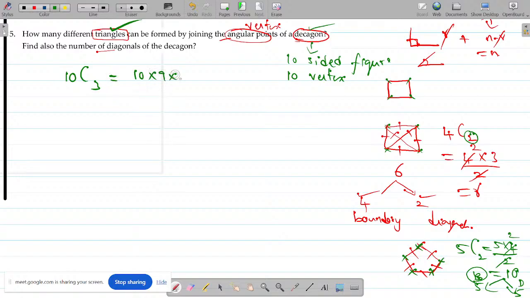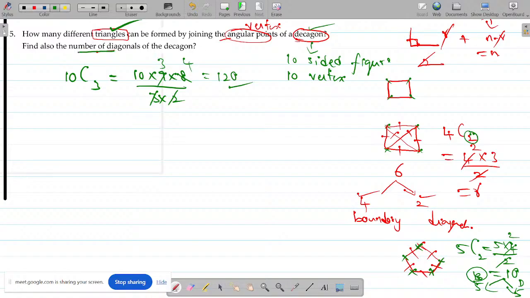10 into 9 into 8 divided by 3 factorial, which is 3 into 2. Can I get the value? So this is 3 times, this is 4 times. I think it's 140. Sorry, 120 triangles can be drawn. So how many triangles can be drawn? 120. Okay, this is the first question.